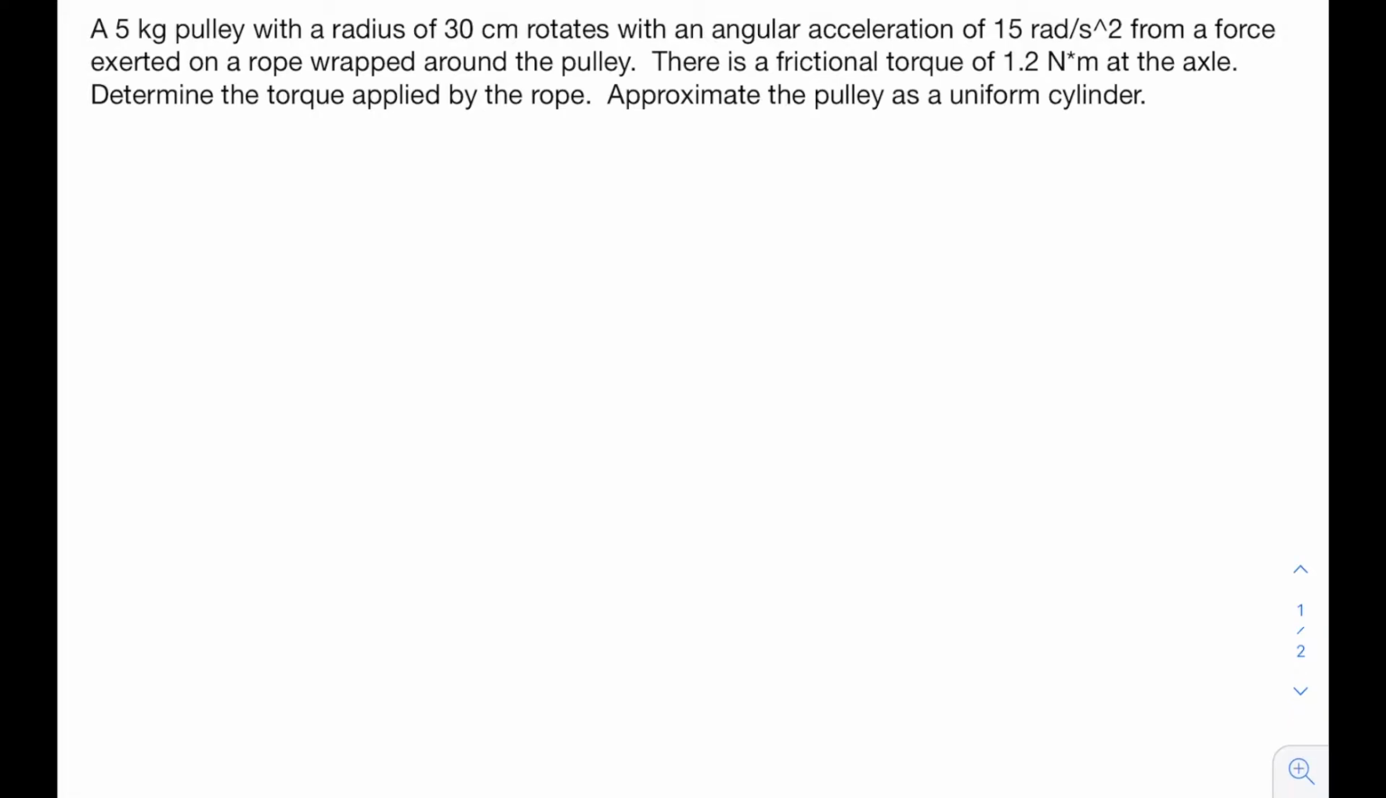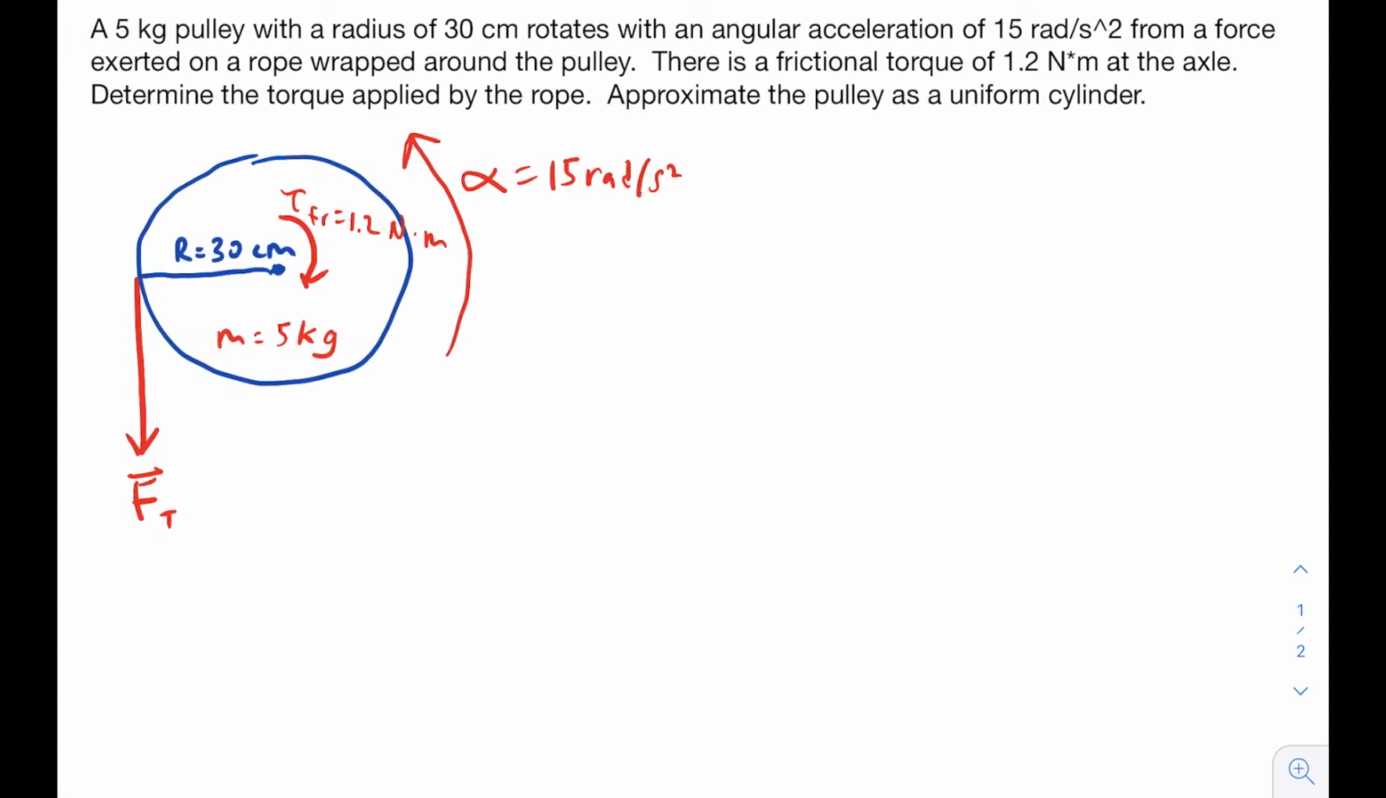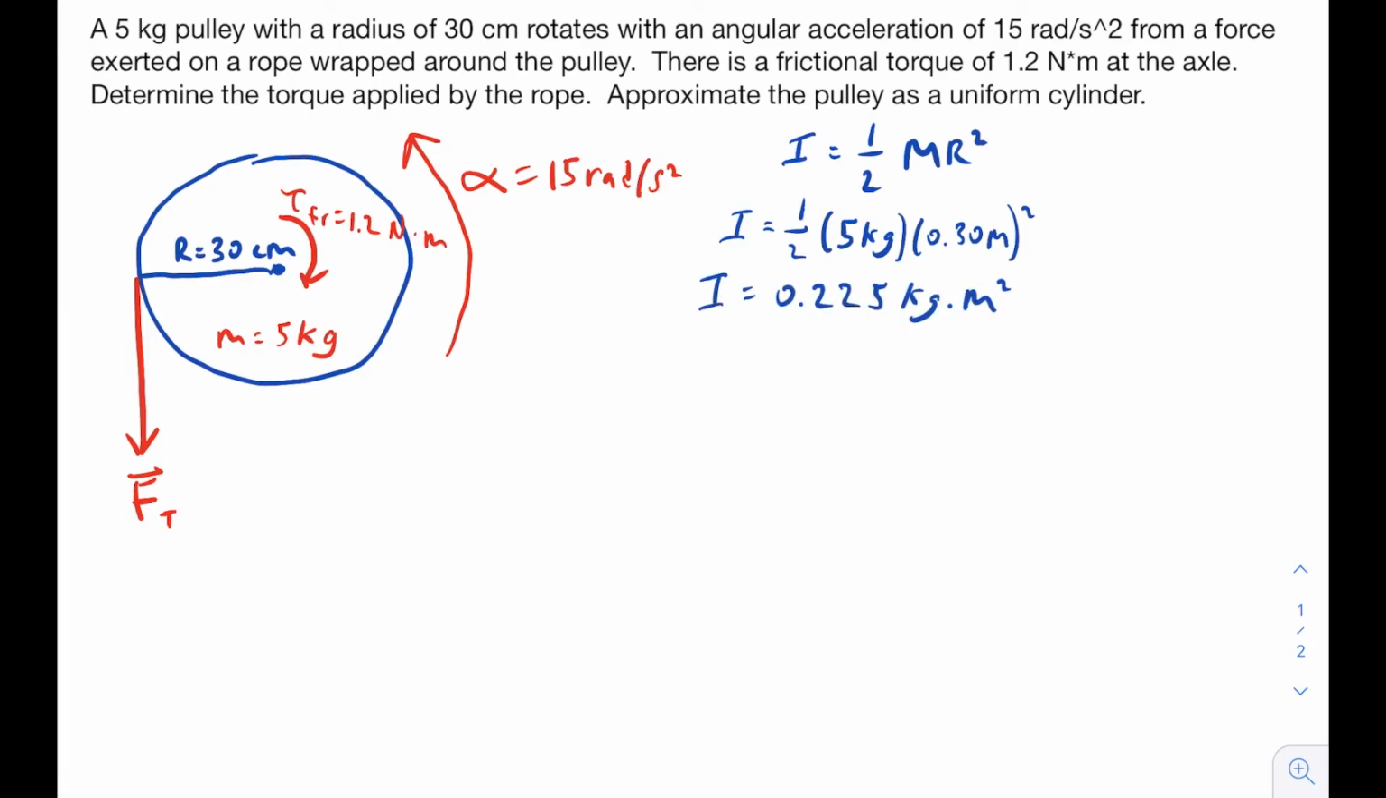The first thing that you should do in this sort of problem is draw a free body diagram. Because we know that the pulley can be approximated as a uniform cylinder, and because we have both its mass and its radius, we actually have everything we need to calculate its moment of inertia. Any reference table will tell you that the moment of inertia for a uniform cylinder is 1/2 multiplied by the mass multiplied by the radius squared. Plugging in 5 kilograms for the mass and 0.3 meters for the radius, we can find that the moment of inertia is equal to 0.225 kilograms times meters squared.